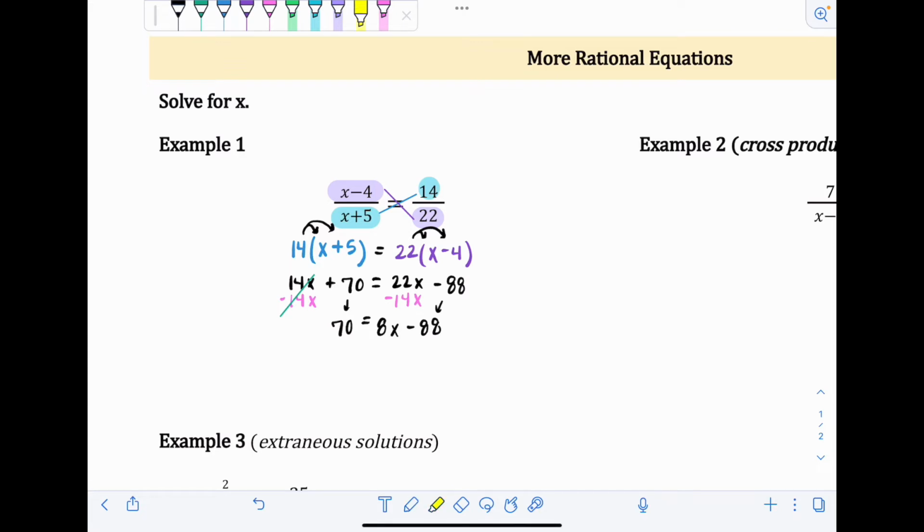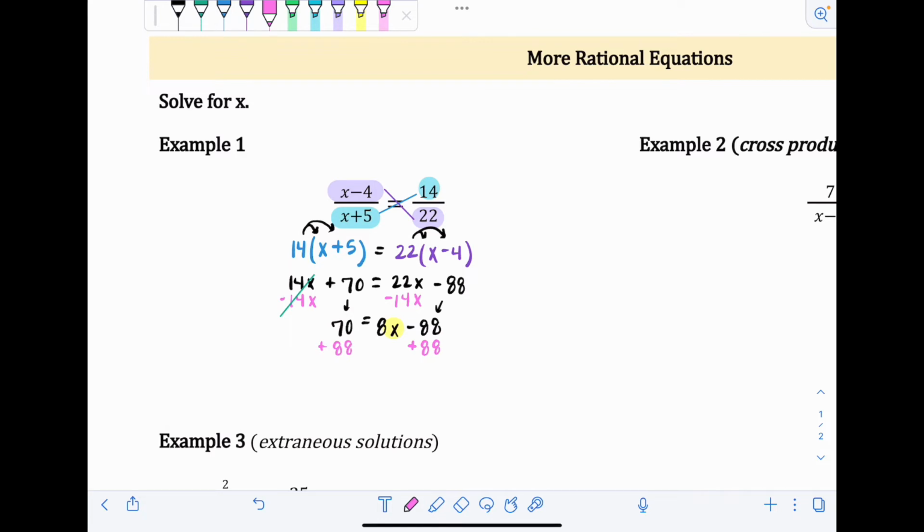And then now I have my x's all combined onto one side of the equation. So I'm just trying to work on isolating x and moving everything away from it. So we have two things that are being done to the x. The 8 is being multiplied by it, and the 88 is being subtracted. We usually undo addition or subtraction first. So that means that I would add 88 to both sides.